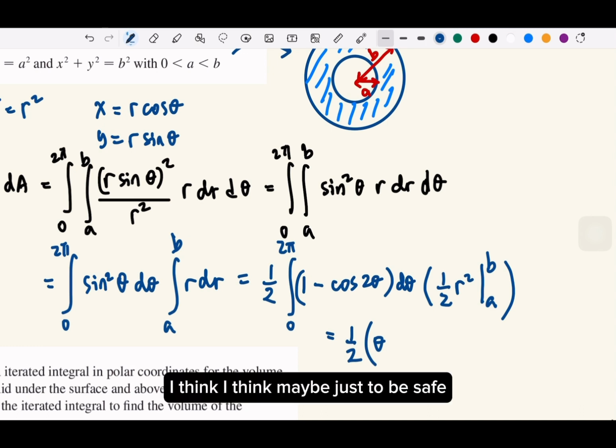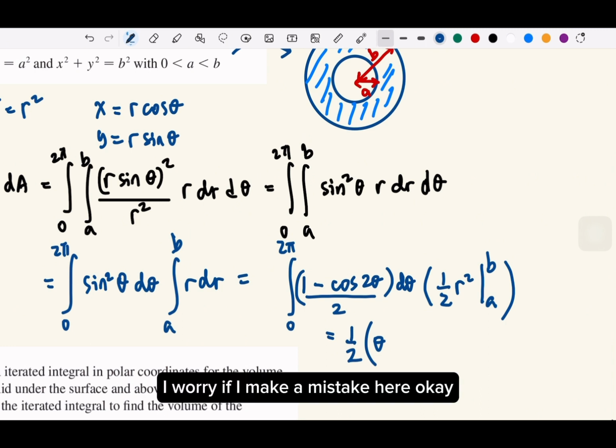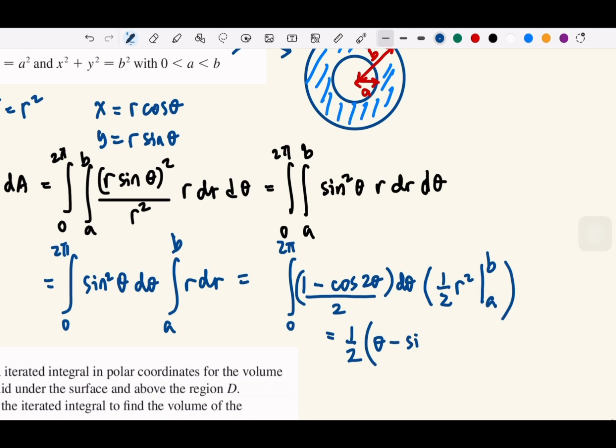I think maybe just to be safe, let me just write here. I worry if I make a mistake here. Half. Okay, I think I'll click. So this will be negative sign. This will be half.